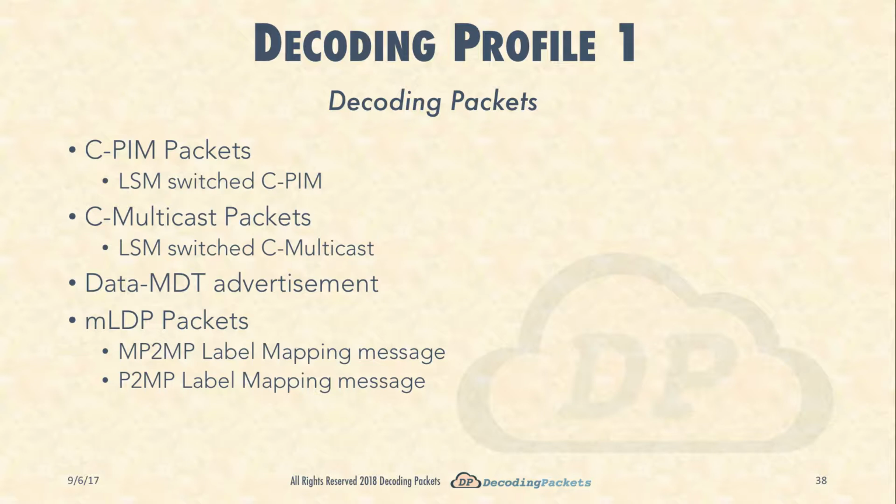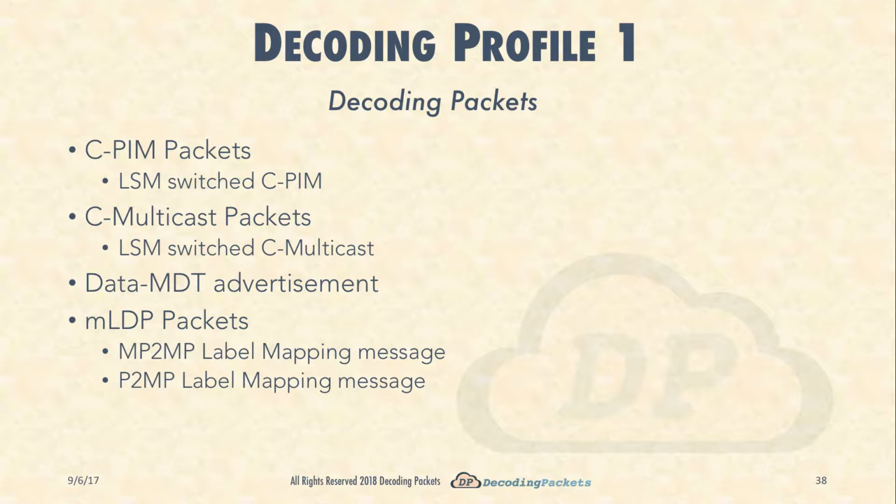As we saw in Profile 1, we would also see the Data MDT advertisement. Now this is when the PE is about to switch to a Data MDT from the default MDT because the threshold was over or whatever decision it took. But we would see how that UDP advertisement goes out, and it tells its peers all of the relevant information they need to join that new P2MP LSP.